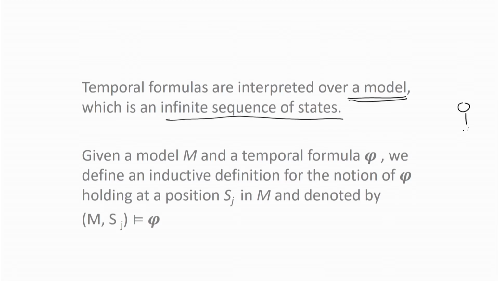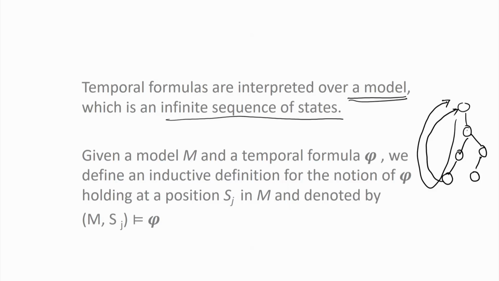A simple example I can give: in a model I can have such type of behavior. If I have this particular execution trace, I have only 4 states, but the system can go through this particular part over and over again. So, we are going to get an infinite sequence of states. So, temporal formulas will be interpreted in the model where we get some infinite sequence of states.